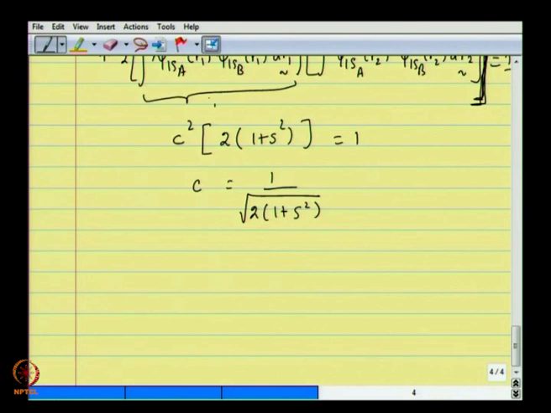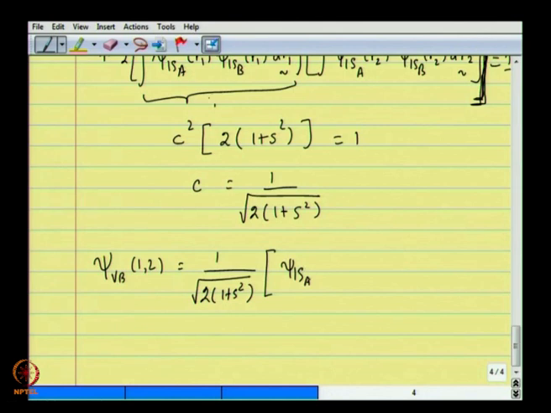So, what we have therefore is the wave function psi vb of 1 2 is 1 by square root of 2 into 1 plus s squared times psi 1s a r 1 psi 1s b r 2 plus psi 1s a r 2 psi 1s b r 1.